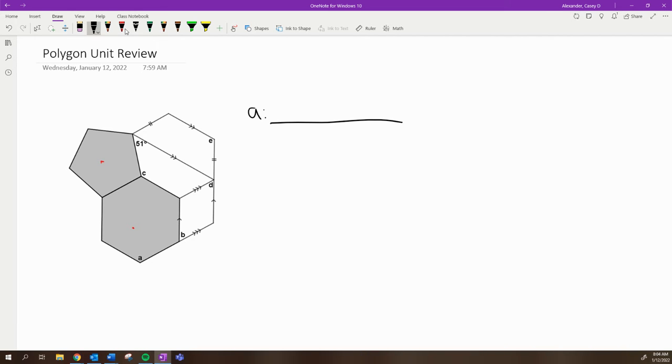Now this is a 1, 2, 3, 4, 5, 6-sided shape, a hexagon. And so if I'm going to find angle A, and I know that it's a regular hexagon, then I could do 180 times 6 minus 2, divided by 6. You can do that math and you'll get 120 degrees. So A is 120, and now I'm going to find B.